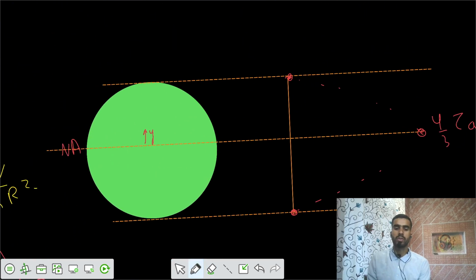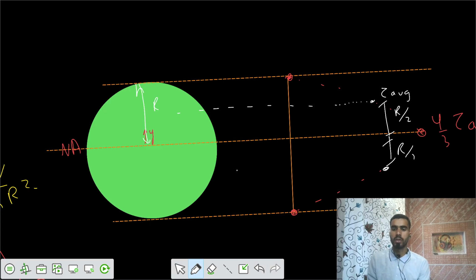So at y equals r by 2, this is r, this is the total r. You need to go a distance of r by 2. Then there we have shear stress of tau average. From both sides at y equal to r by 2, you have a shear stress equal to tau average. Thereby you can join them by a parabolic curve. So this is the shear stress variation.